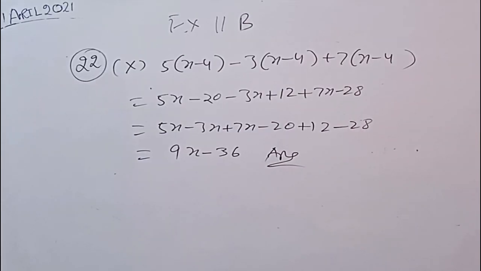Children, I am taking question number 22, the 10th part. The question is 5 times x minus 4, minus 3 times x minus 4, plus 7 times x minus 4. So multiply 5 into x minus 4, we get 5x minus 20 minus 3x plus 12 plus 7x minus 28. Collect the like terms, 5x minus 3x plus 7x will give 9x, and minus 20 plus 12 minus 28 will give minus 36. So in that manner you will do question number 22 10th part.